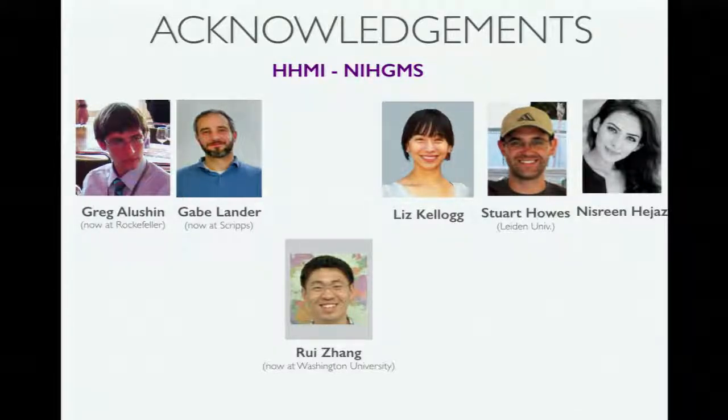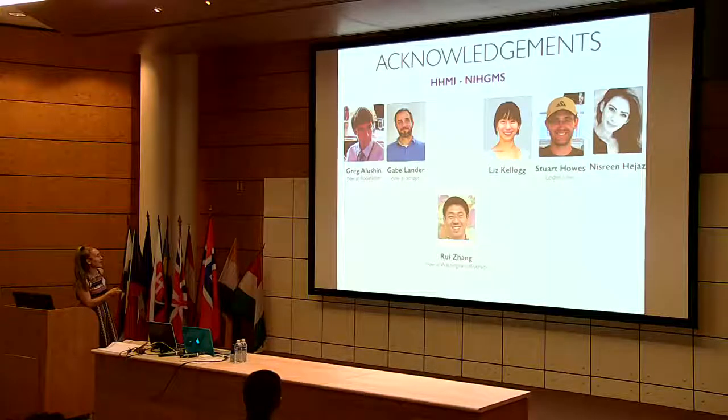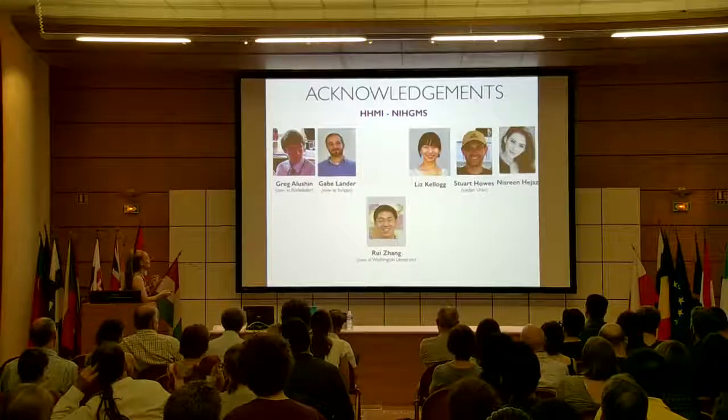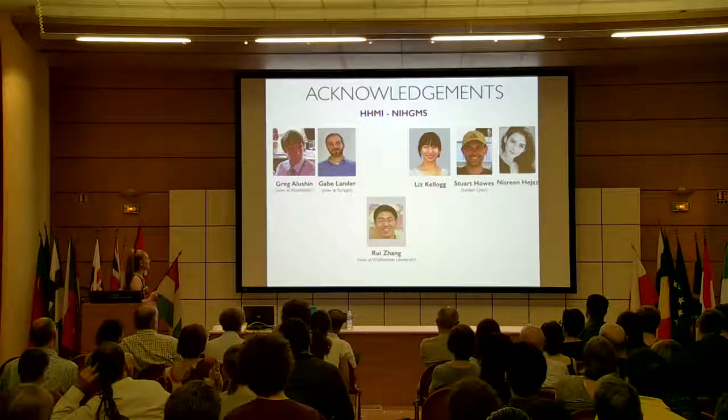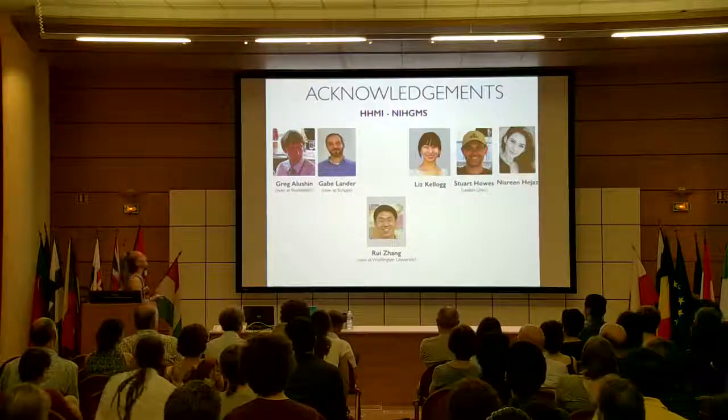So this initial work, the hard work with the film that had to be developed and all of that, was done by Greg and Gabe. Now they have both their own labs at Rockefeller and Scripps. Liz, Stuart, and Nisrin were the ones that worked on the drugs and the PRC1. Stuart is now doing his postdoc at Leiden. And Nisrin graduated. She was a graduate student with Ken Downing, and she just had a baby, so she's taking a break for now. Well, a break. You know what I mean. Taking care of the baby.